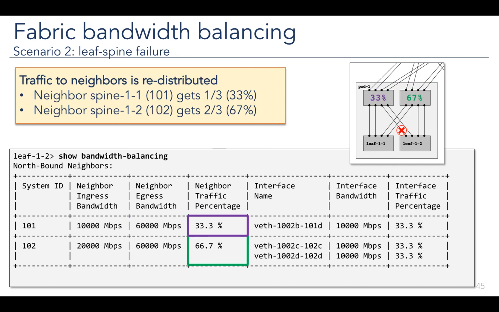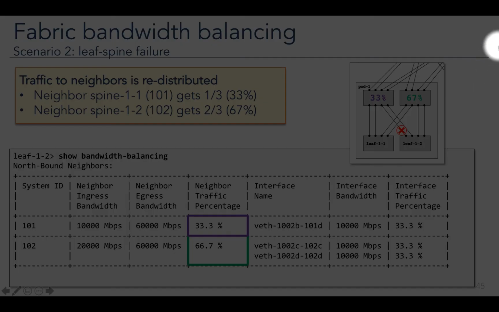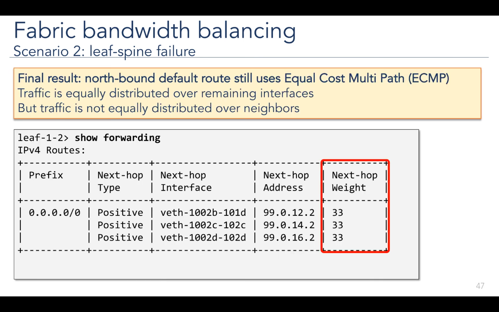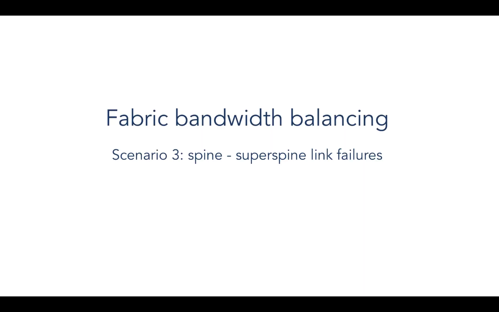As a result of this, spine11 gets 33% of the traffic, 1/3 of the traffic, and spine12 gets the other 2/3 of the traffic. Within the interfaces, each interface gets 1/3 of the traffic. What we end up with is once again an ECMP route, but now the traffic is equally divided amongst the 3 remaining interfaces.